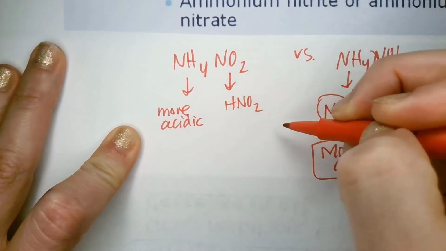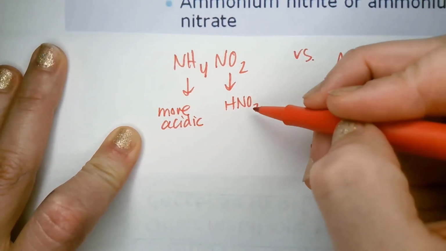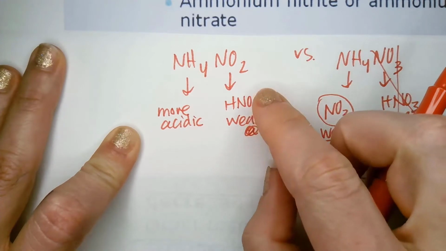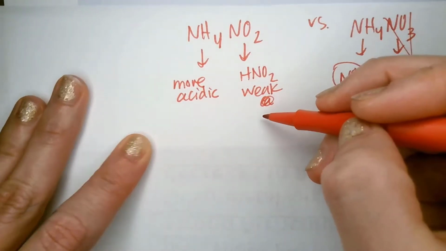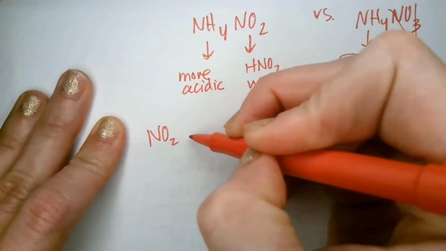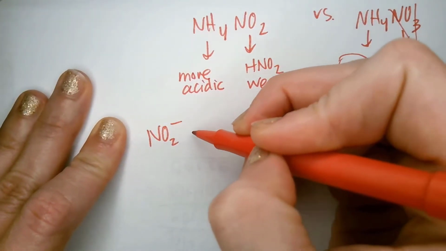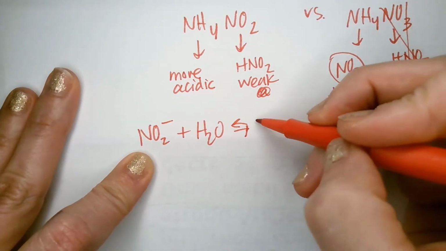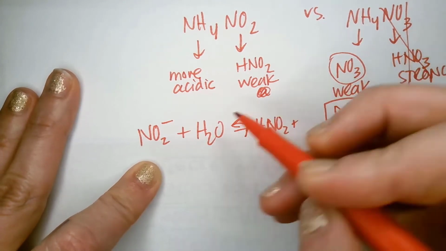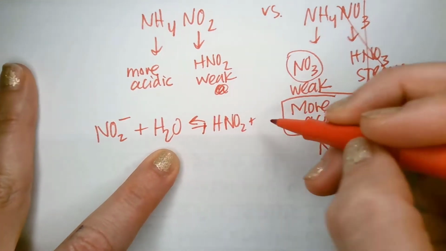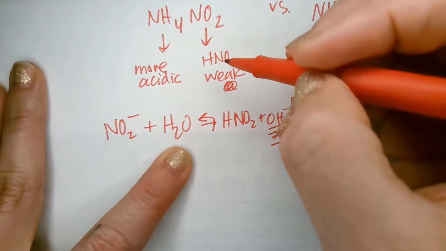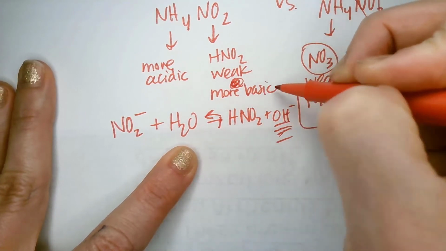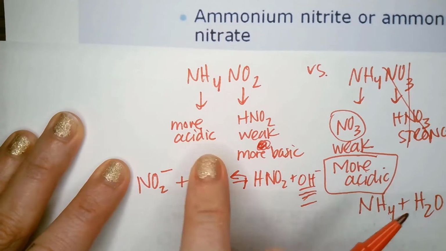Well, let's look at NO2. Its parent acid is HNO2, which is a weak acid. So we know that when this NO2 minus goes through hydrolysis with H2O, it's going to form that parent acid, HNO2. So therefore, it's grabbing one of these H's, and what are we left with? OH minuses, hydroxide. So this will make it more basic.